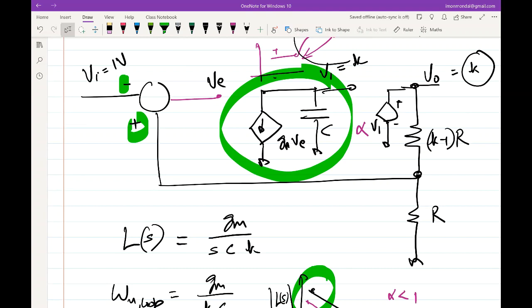Sir, in the earlier case, there was a negative sign because the feedback was connected to the negative terminal. Now it also will have a negative because there's a double inversion here. I have changed the polarity here, and this block that you see here is also inverting. So overall, nothing has changed as far as the signs are concerned.